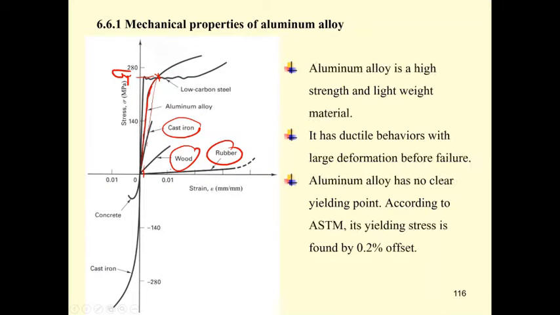In short, aluminum alloy is a high-strength and lightweight material. It has ductile behavior. It can deform a lot. This is 0.01 already, right? Aluminum alloy has no clear yielding, as I've said. You have to use the 0.2% offset to determine the yield stress of this aluminum.